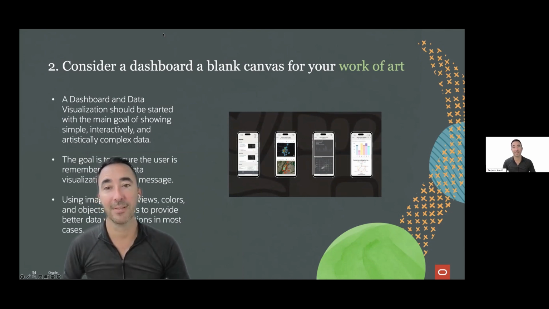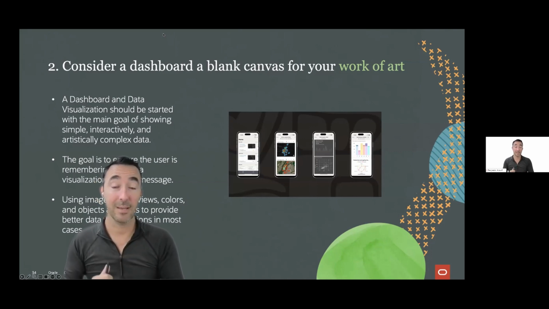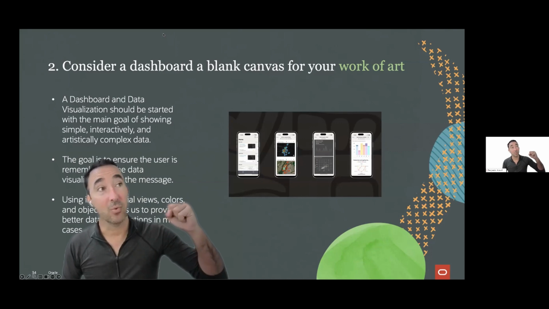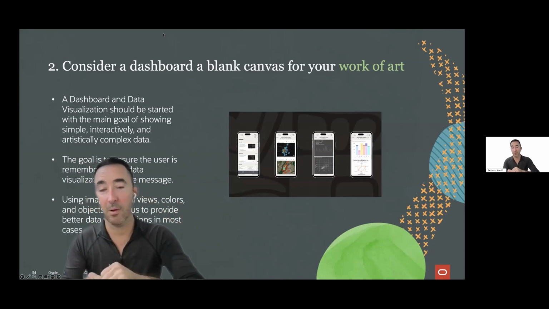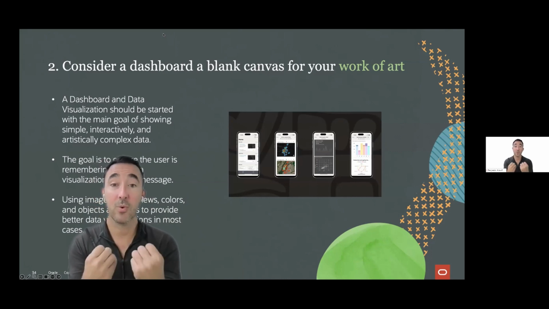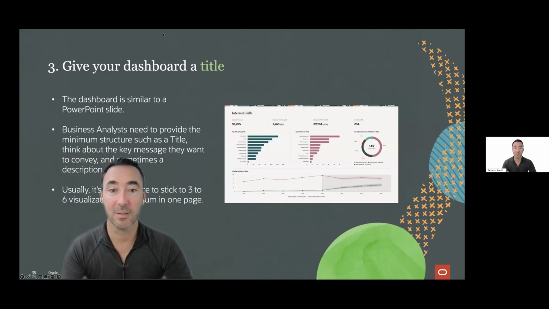Two, consider a dashboard a blank canvas for your work of art. Think about it as the data is very important, but the way you present it is also very important. If you bring just a table, well, you are like 90% of people when they show data in a table. Try to be in the 10% that show, I don't know, a satellite view with a heat map on it, a scatter plot showing the outliers. So try to make this data pop, not just show one unique number.